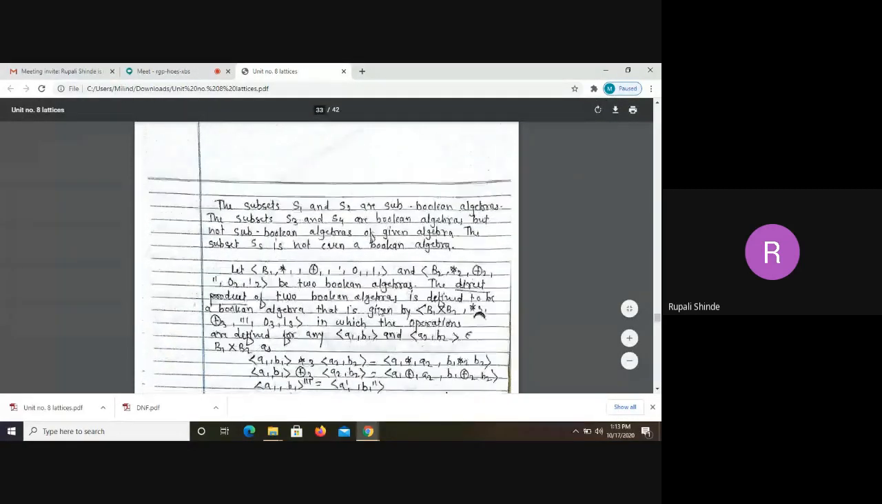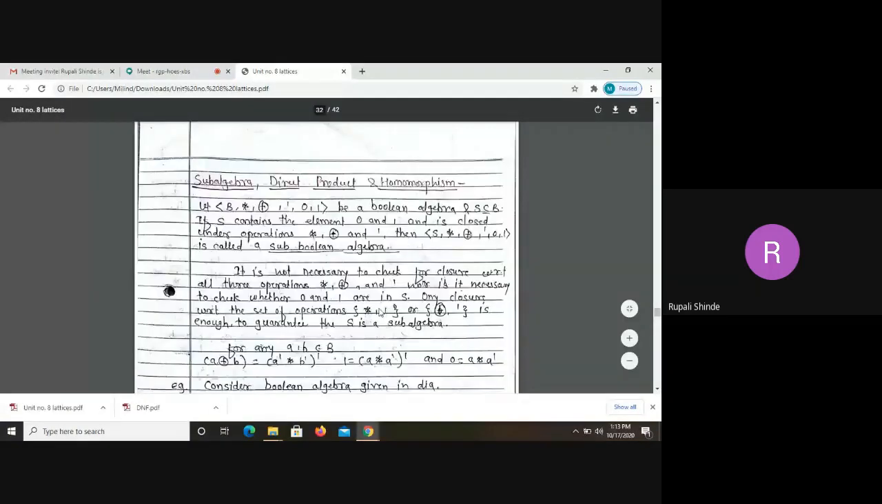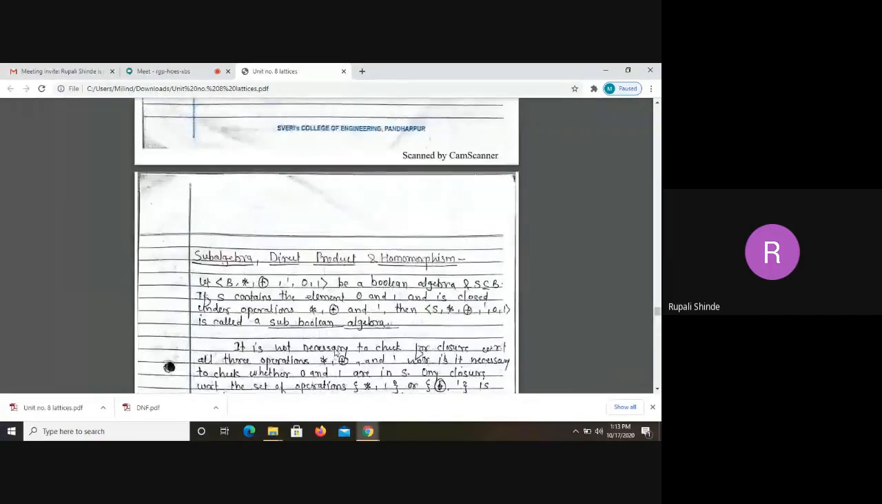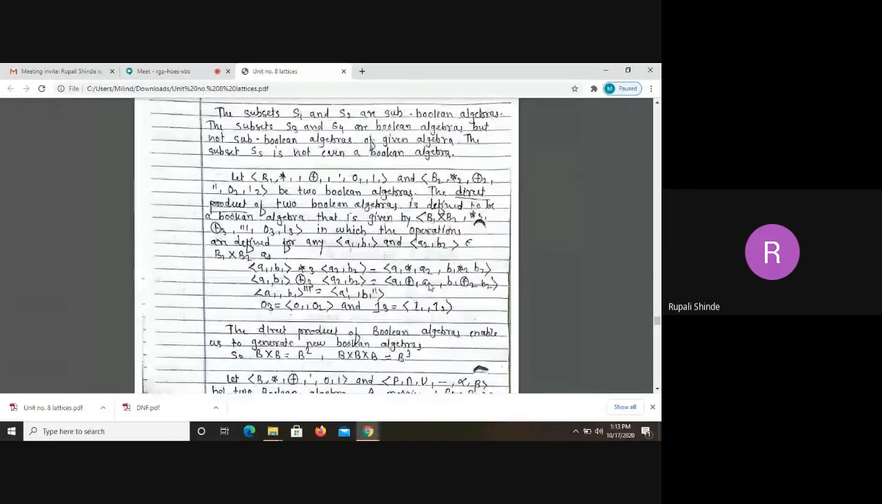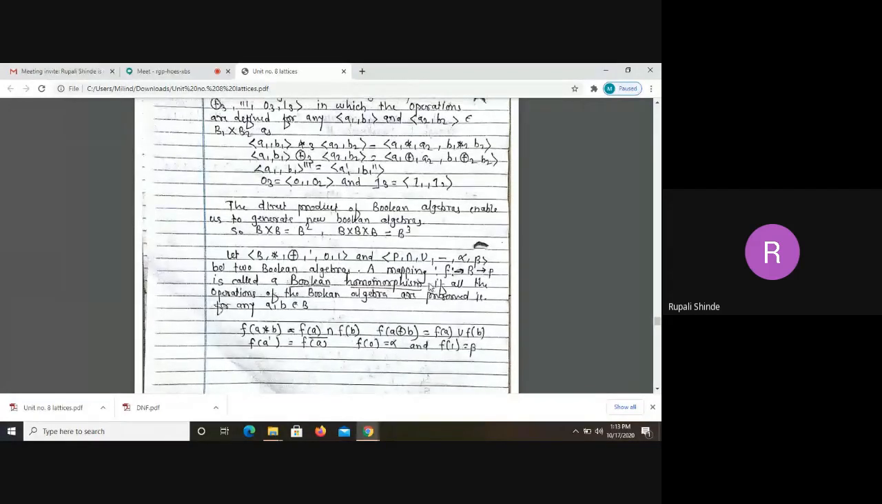So last lecture we have seen what is subalgebra and direct product. So just one point is remaining from this, and that is homomorphism. So now we have to see what is the definition of homomorphism.